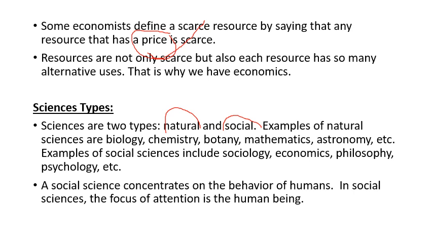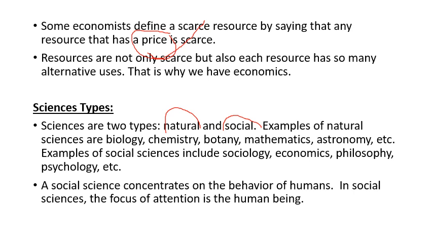Examples of social sciences include sociology, economics, philosophy, psychology, etc. Okay? A social science concentrates on the behavior of the human. We study the behavior of the human. In other words, how do humans make decisions? This is what we study in economics.